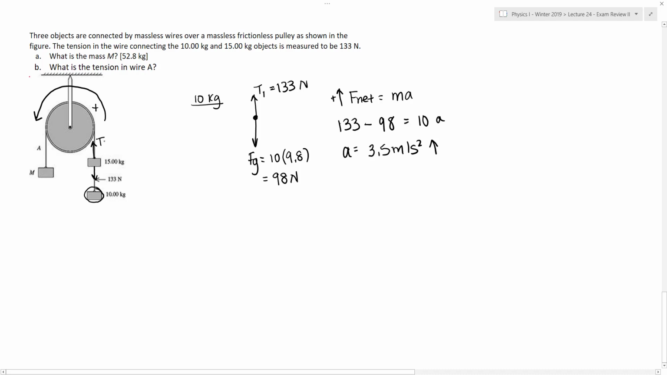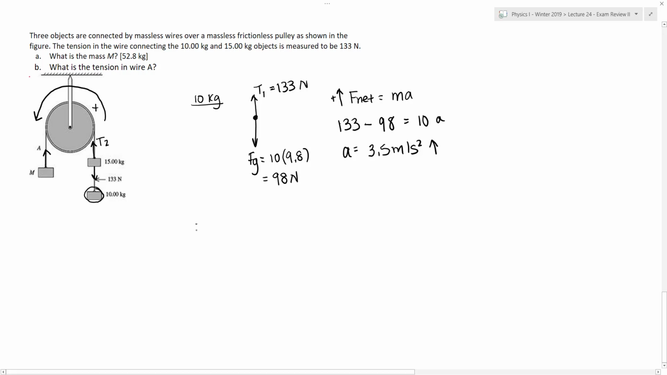And we'll call this one T2. Now, what do we know about T2 and the T over here, tension pulling up on this mass? Well, since this pulley is massless, those two tensions are going to be the same. Okay, so once we find this T2, we've actually solved part B of the question.